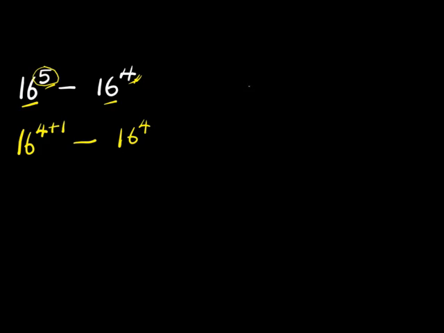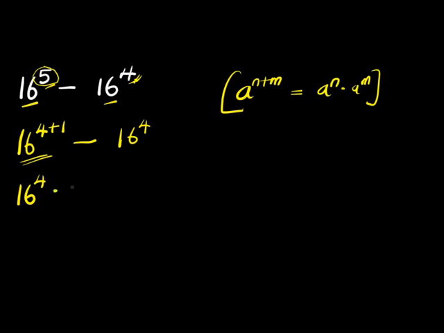Now if you have a power n plus m, this equals a power n times a to the power of m. Now we apply the same identity here. We have 16 power 4 times 16 power 1 minus 16 power 4.